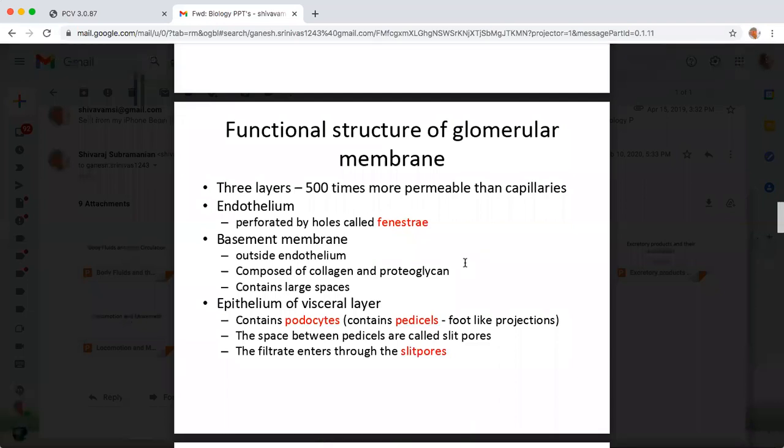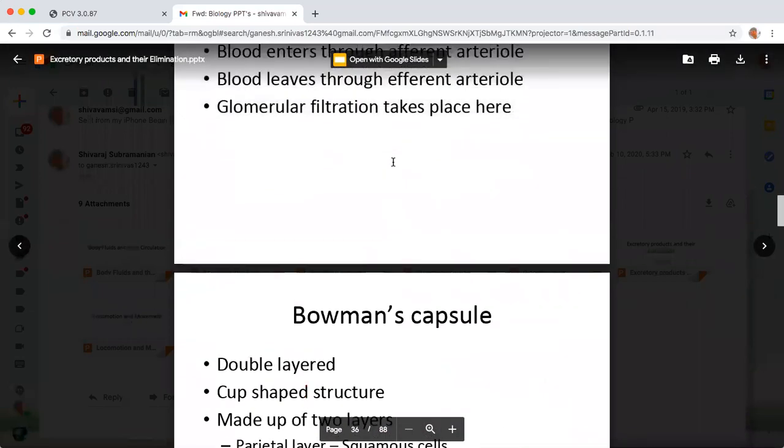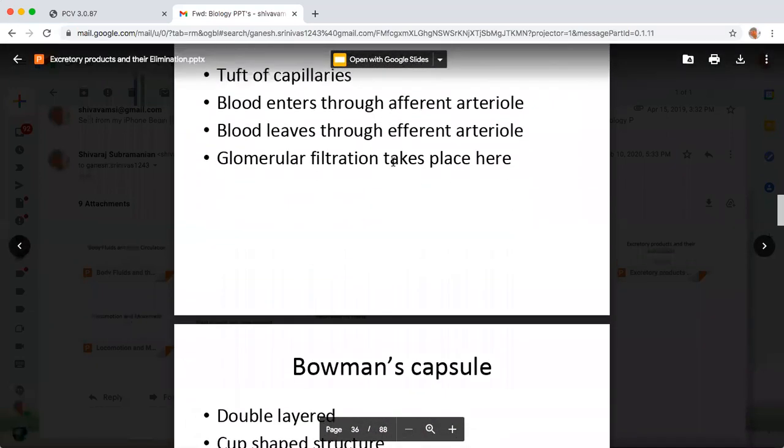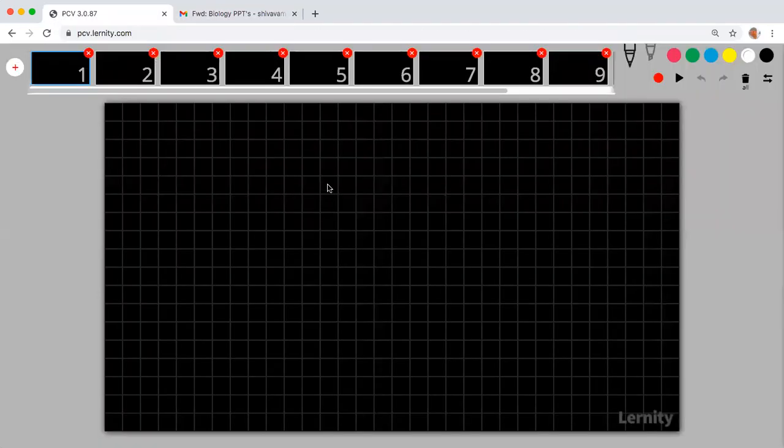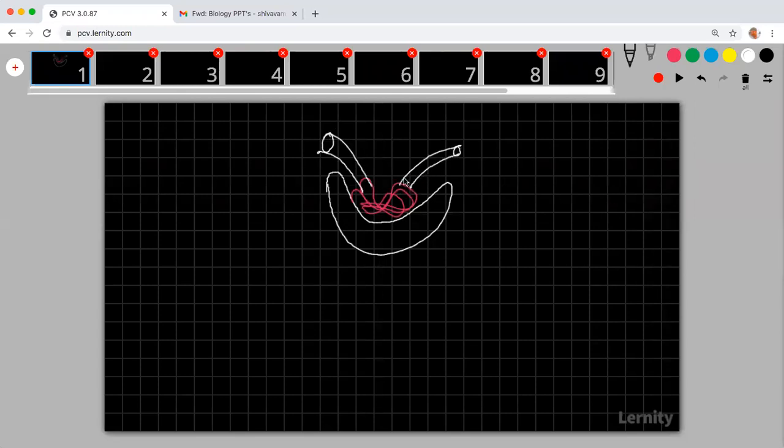Okay, yeah. Bowman's capsule. So we have seen till this point. If you are going to talk about a nephron, you will have the Bowman's capsule, and then you have this glomerulus. You have the afferent arteriole and the efferent arteriole. From here, you are going to have the DCT.